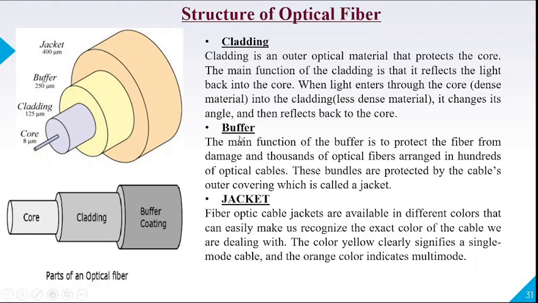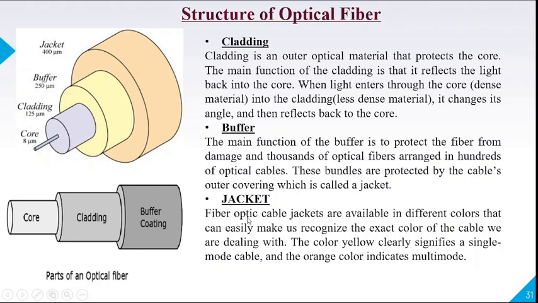Next is buffer. The main function of the buffer is to protect the fiber from damage, and thousands of optical fibers are arranged in hundreds of optical cables. These bundles are protected by the cable's outer covering, which is called as jacket. Jacket is used for the protection of overall optical fiber cable.